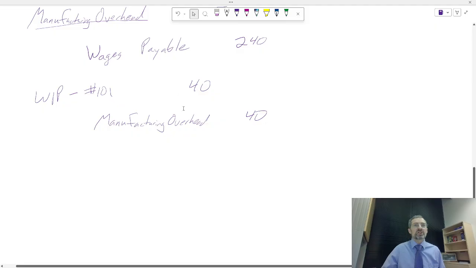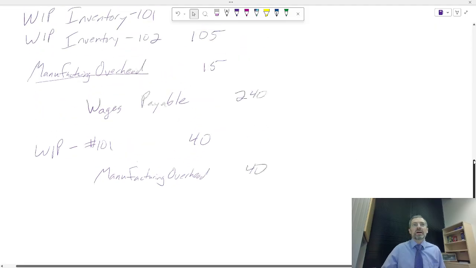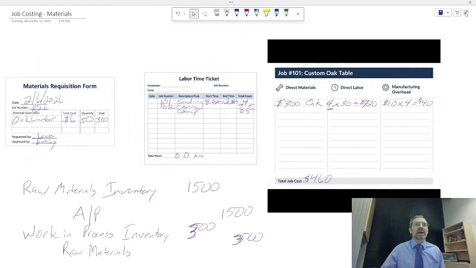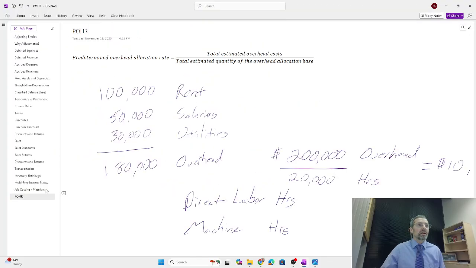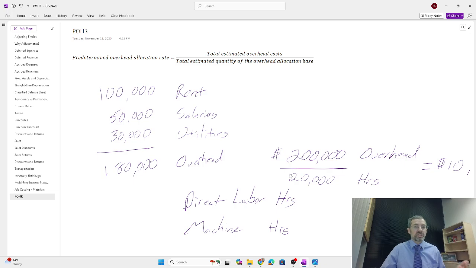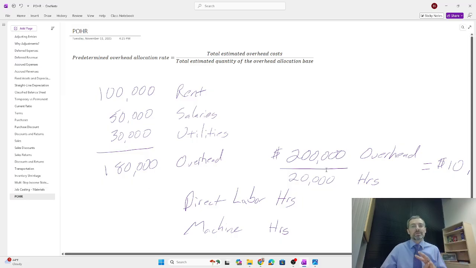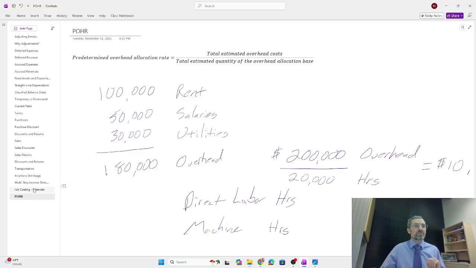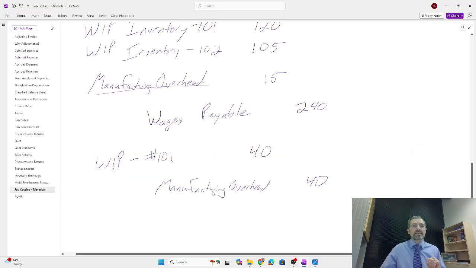This was our predetermined overhead rate, saying right now we said, well, there's about $200,000 of overhead costs during the year, about 20,000 hours that we expect to be put into tables and chairs and other custom furniture. So when we're building this table, we spent 4 hours. That ends up being $40 of overhead. So that's what that last entry is.